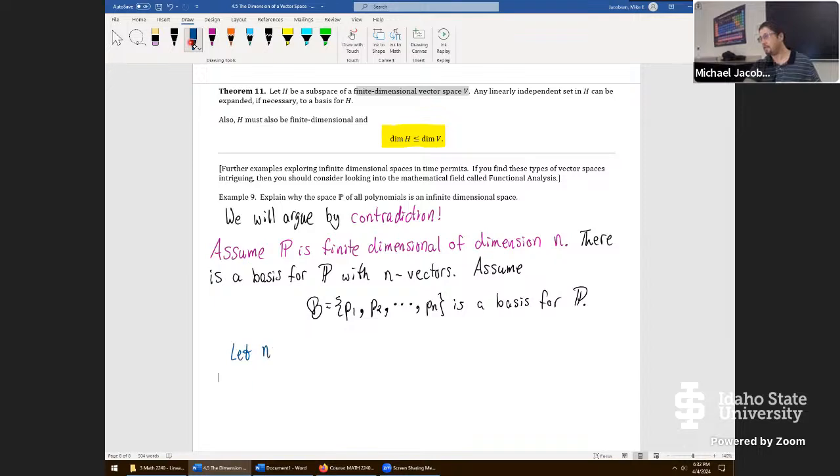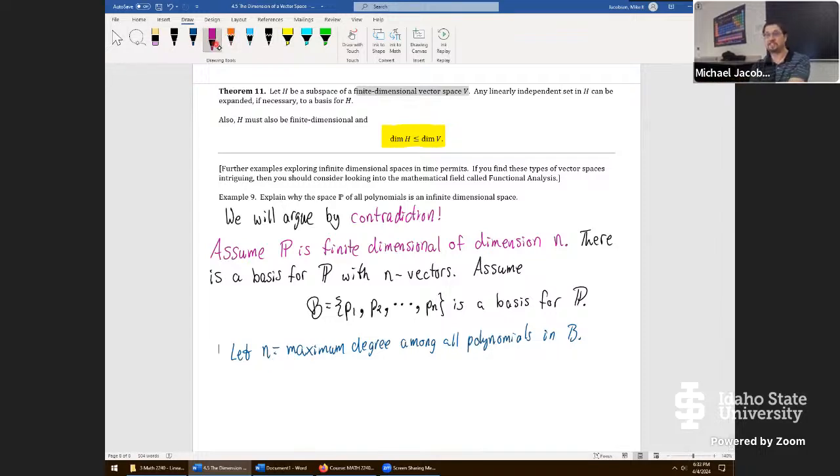let n be equal to the maximum degree among all polynomials in B. There's got to be a maximum degree. Maybe it's 50, maybe it's 5 million. Who knows? We never actually specified them. All we know is that there's n vectors there. And so there's got to be a maximum degree. Now we've got a problem.